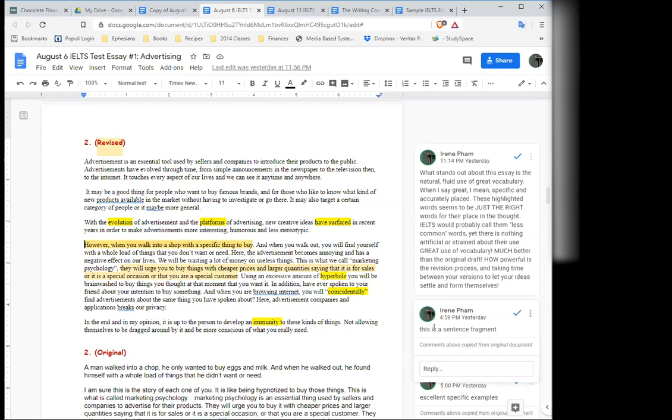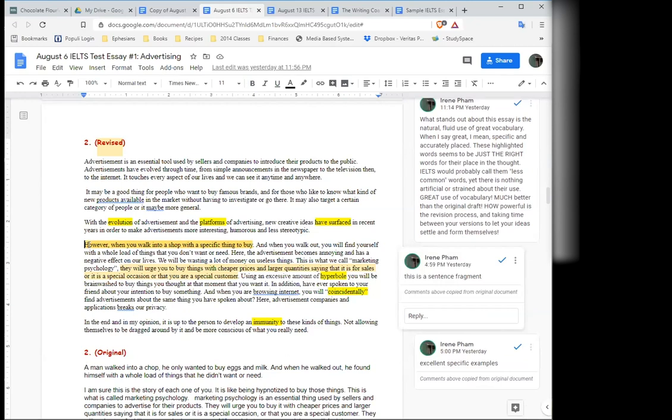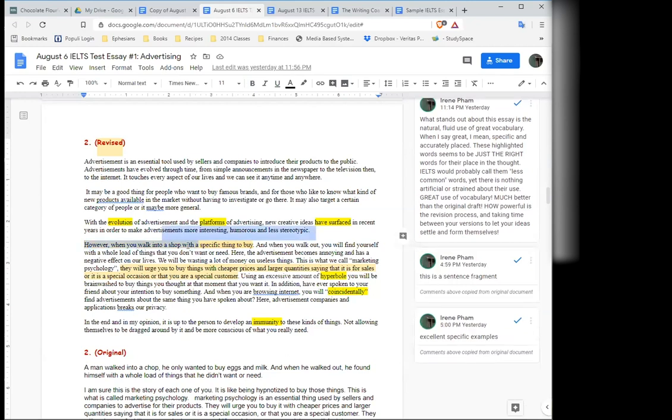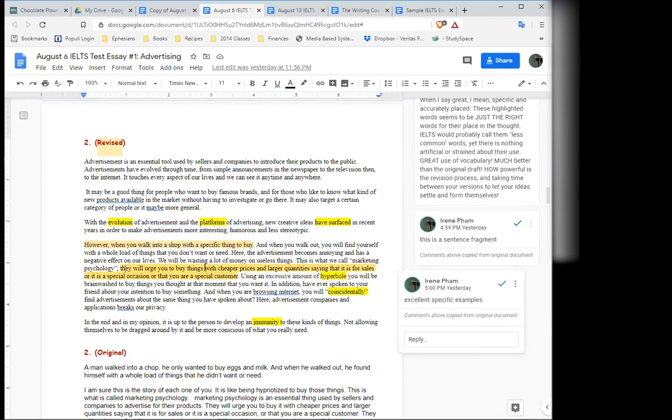Let me see here. Where is this one that's a sentence fragment? However, oh, here, right. I just pointed out that this here is a sentence fragment. No problem. We're not evaluating for grammar today. This specific example I liked. They will urge you to buy things with cheaper prices and larger quantities, saying that it is for sales or it is a special occasion or that you are a special customer. Well, that's really true. That's my experience that I have had. So when I read this example, your opinion called out to me, and I found myself, yeah, I'm there with you. So this is some very nice writing, some great vocabulary use, and in that particular case, a very nice example.